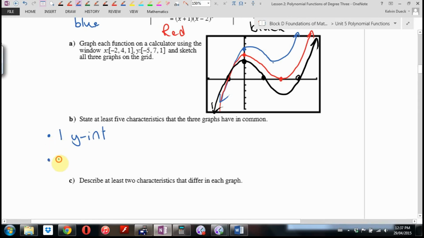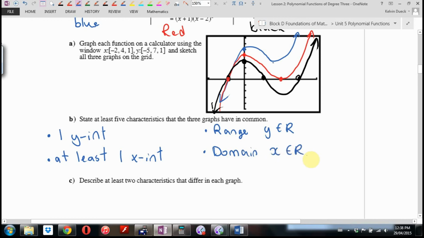I love the way you phrased that. It's impossible for them to have none. Why? Because they all have the same range, all reals. So Y element of R. They all have the same domain, X element of R. And they all kind of slope up. I'll just do that.